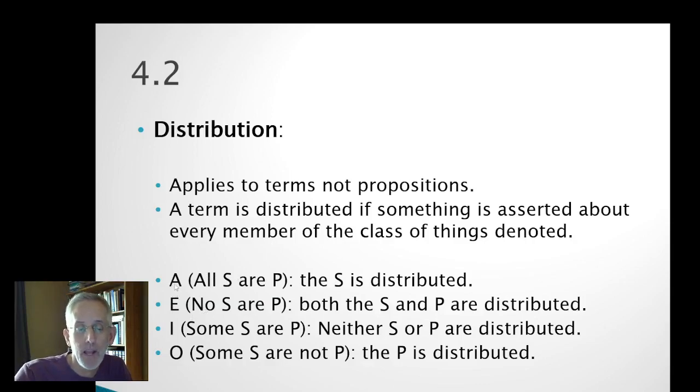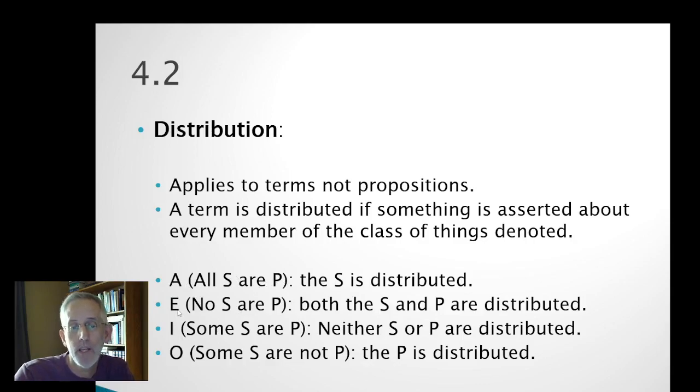So if we're dealing with an A-form proposition, all S's are P's, the S term is distributed. And that's pretty easy to see if you think about it. If I say something like all dogs are mammals, I'm making a claim about every member of the dog class, but I'm not making a claim about every member of the mammal class. So when I say all dogs are mammals, I am saying something about all dogs, but I'm not saying something about all mammals. So that's why just the S term is distributed in an A-form proposition, all S's are P's.